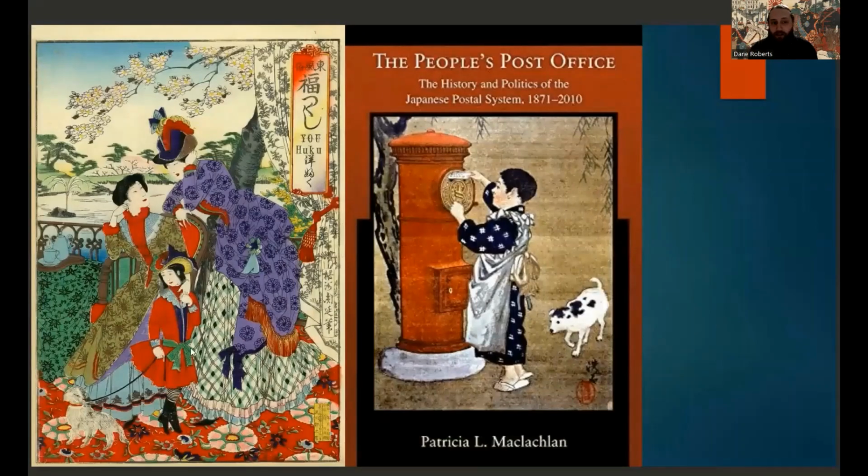Japanese men and women and children would wear Western style clothing, mainly in urban areas, not necessarily in rural areas. Rural areas were a little bit farther away from this idea, but people who lived in urban areas especially did this. It would also see the establishment of a Western style, Euro-American style post office service.